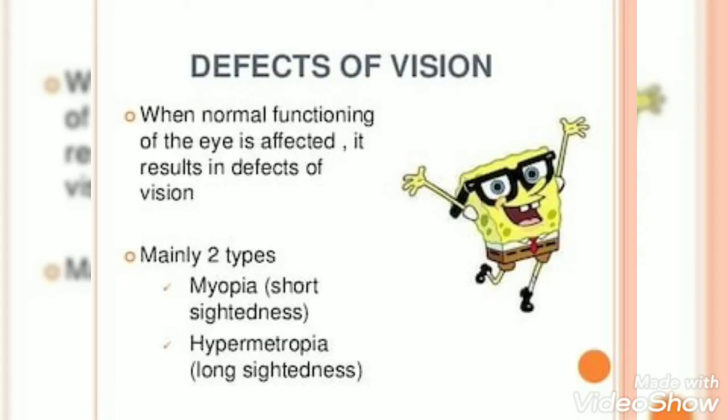When normal eye functioning is affected, it results in a defect of vision. There are mainly two types of defects: myopia and hypermetropia. Myopia means short-sightedness and hypermetropia means long-sightedness. Short-sightedness means people are able to see nearby objects but far away objects are not seen.